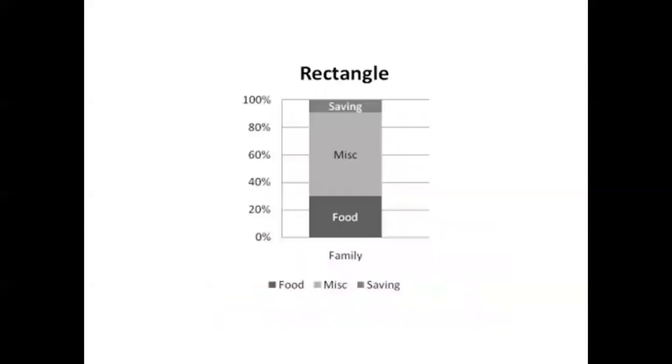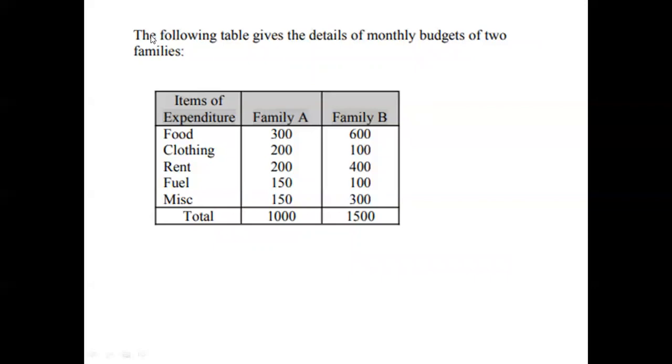So next, come to another problem. This is the second problem. The following table gives the details of the monthly budget of two families. Again, we are showing the rectangles for family expenditures only. That is why here also family expenditures are shown. There are two families, A family and B family. The expenditure is 1,000 for A family and 1,500 for B family. Their expenditure includes food, clothing, rent, fuel and miscellaneous.